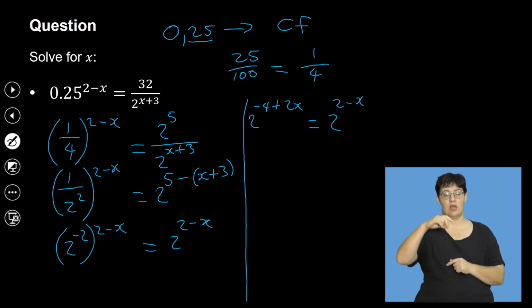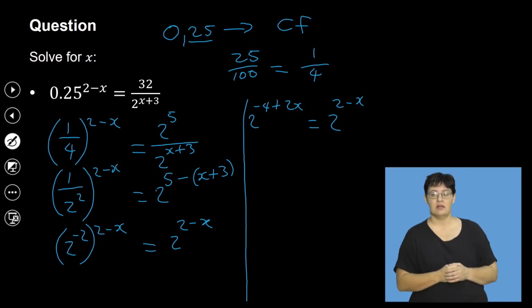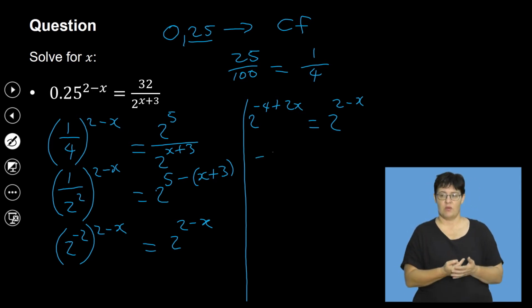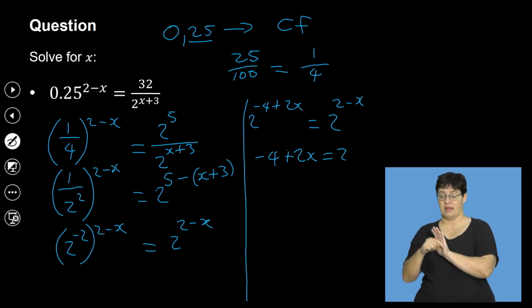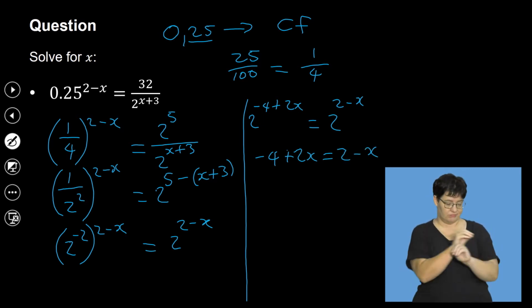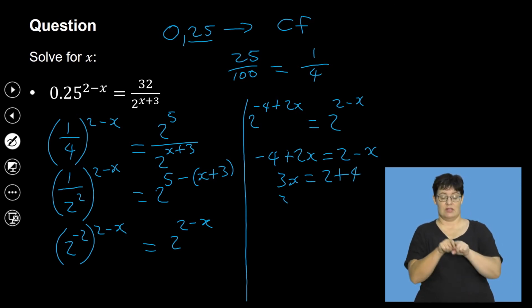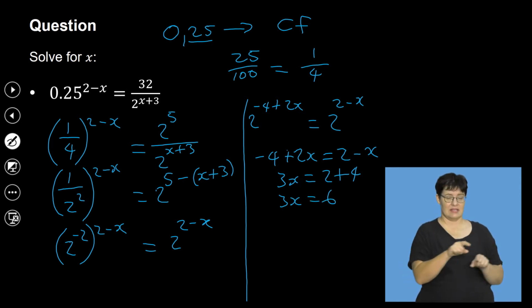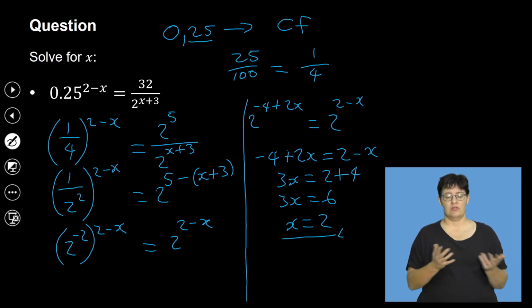Now what do I do? Bases are the same. I have one power, equate the exponents. So that will be minus 4 plus 2x equal to 2 minus x. You play around with your maths. This becomes 3x equal to 2 plus the 4, which will give me 3x equal to 6. Therefore, my x will be equal to 2, right? You divide both sides by 3.